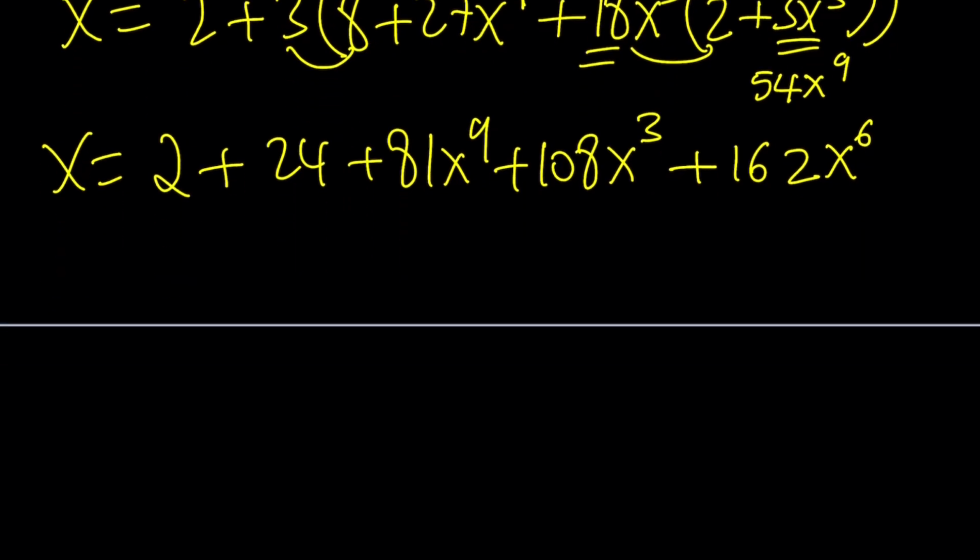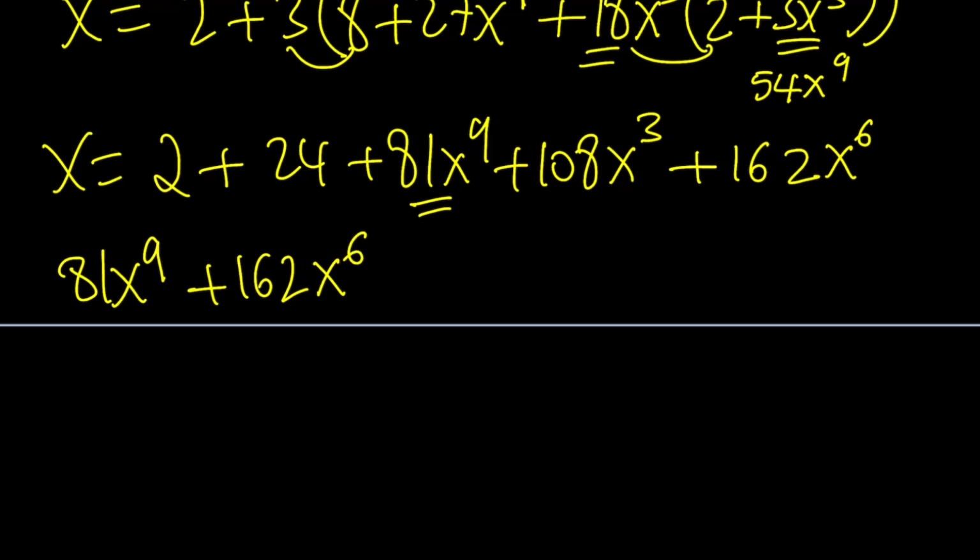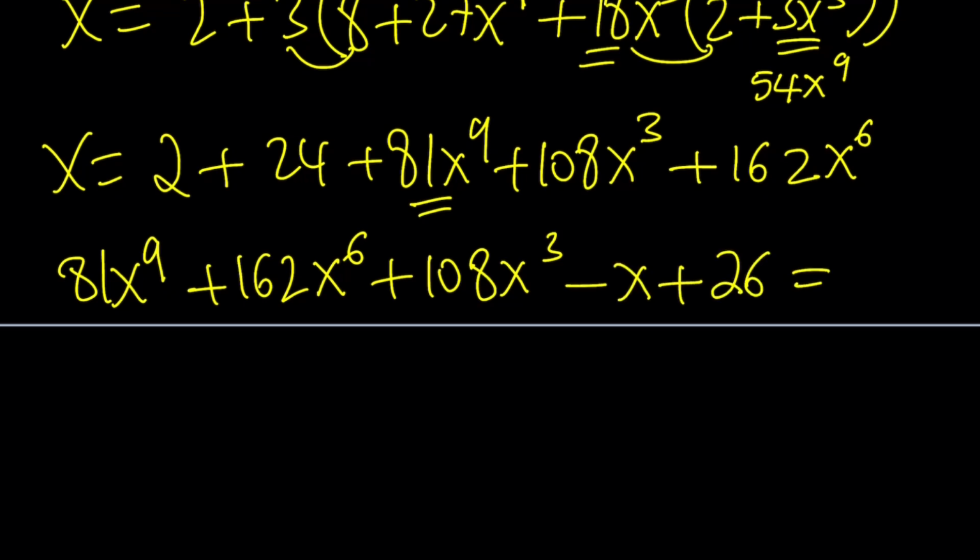So if you arrange these terms a little bit, you're going to get this one first, 81x to the ninth, and then plus 162x to the sixth power. And then 108x to the third. You're going to subtract x and finally finish with plus 26 equals 0.